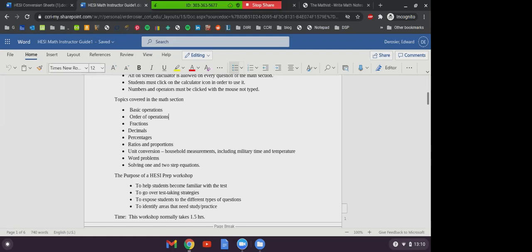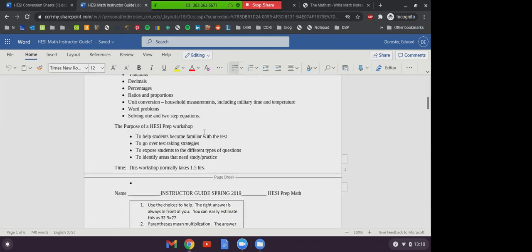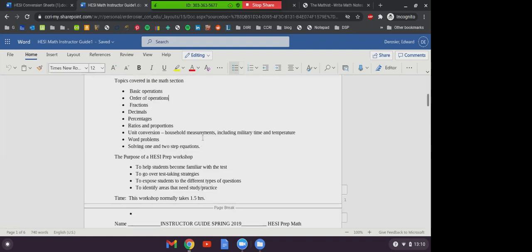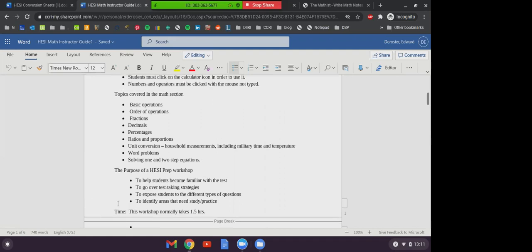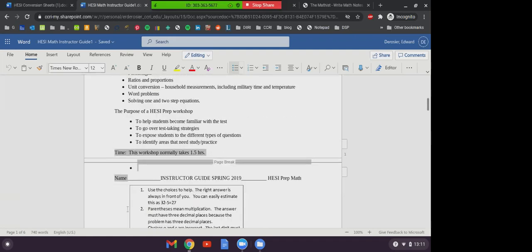However, it does assume you have some basic knowledge about these things too, and we're going to go over that as we go through the workshop. Generally, the purpose of the HESI Prep workshop is to help you become familiar with the test, to go over test-taking strategies, to expose you to different types of questions, and to identify where you need to practice. Now, when we do this workshop in person, it normally takes an hour and a half.